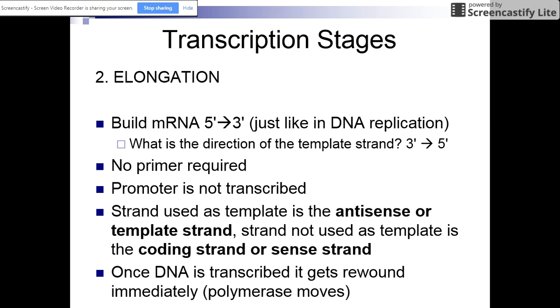So the strand that's being read is called the template strand. Well, it's also called the antisense strand. The strand that's not being used as a template, so the other strand, is often called the sense strand or the coding strand. So once the DNA is transcribed, so once the mRNA is produced, the DNA gets rewound back up and the polymerase moves off of it.